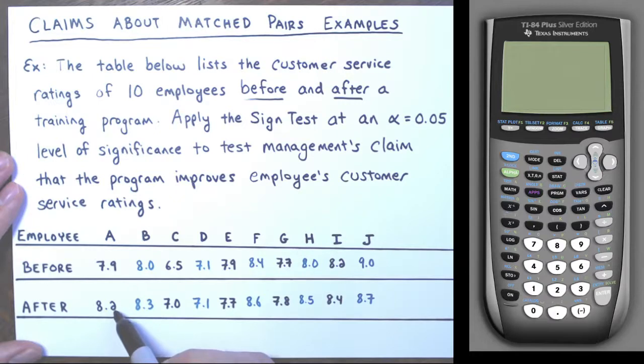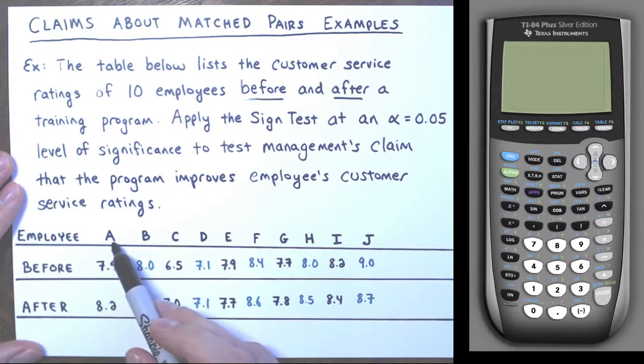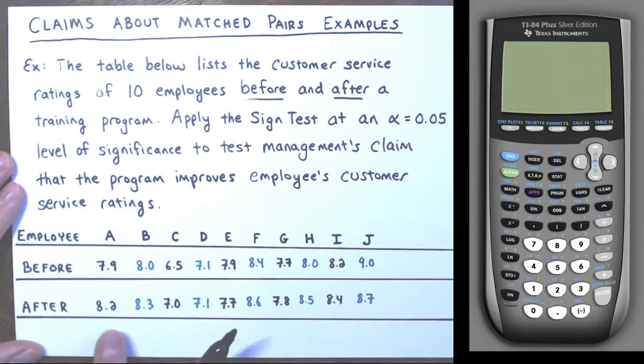So you see how these are dependent values, dependent data, because they are related to the same person. So I couldn't switch these around. I couldn't move this score of 8.2 over here to employee E, because it doesn't involve employee E.